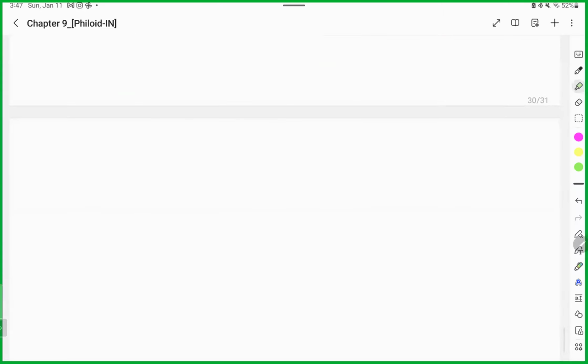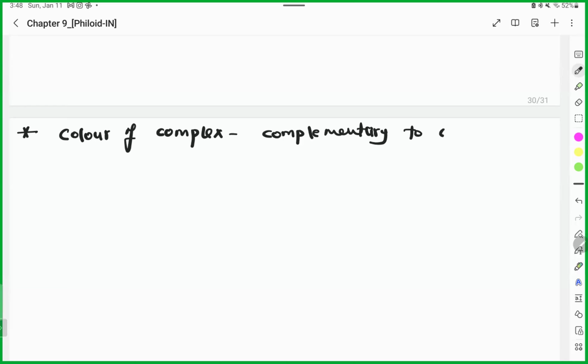Next is the color of the compound. We said one of the limitations of valence bond theory is that it can't tell color, but crystal field theory can tell you color. How? Whenever some color is absorbed, the complementary color will be released. So the color of the compound or complex will be complementary to the color absorbed.